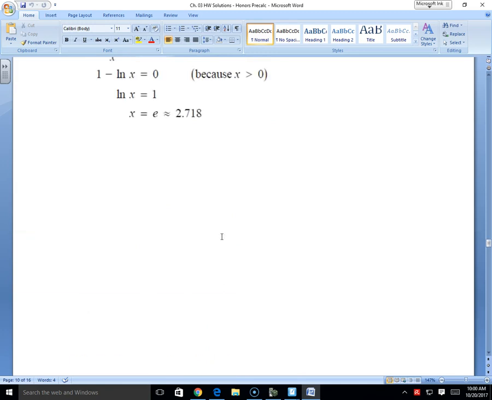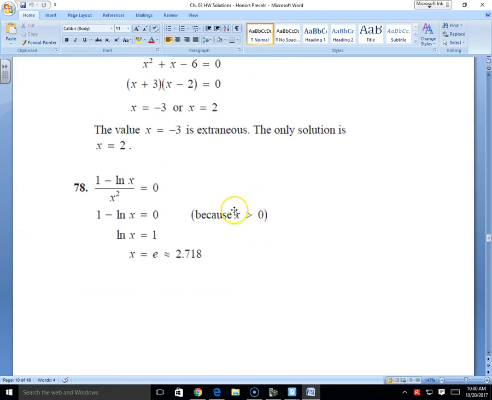Number 70, oh no, we have another one after that. Number 78. We find the zeros, and the denominator doesn't really matter. He multiplies up and it goes away, but the numerator is where we're solving. Final answer is E. E to both sides.